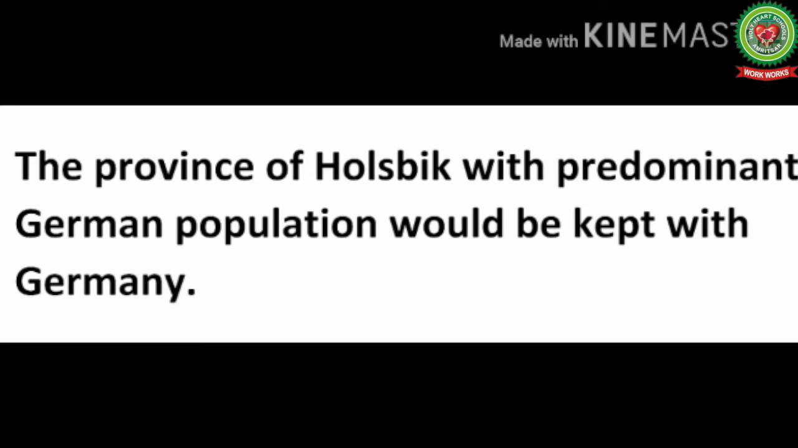The province of Holzbig with a predominant German population would be kept with Germany. Though Germany had to surrender many of its territories according to the Treaty of Versailles, the world leaders kept in view that the places where Germans were in majority should be handed over to Germany only. Since the population of the province of Holzbig was dominated by Germans, this place was kept under German territory.